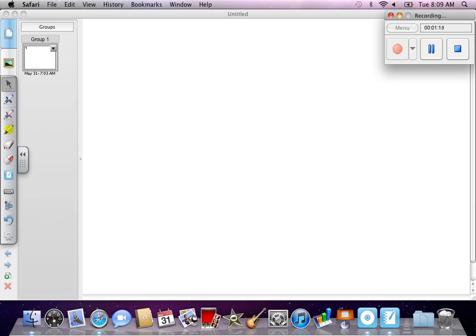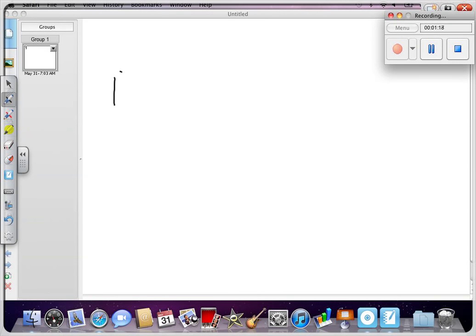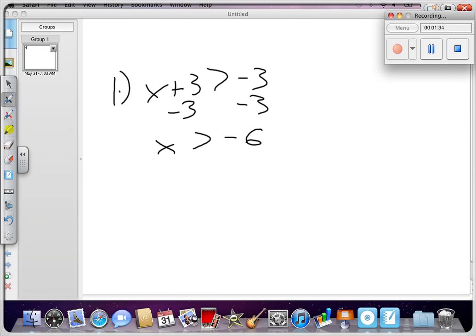All right, if we're looking at number 1 on your review packet, we've got x plus 3 is greater than negative 3. So the first thing we do is subtract 3 from both sides. And we get x is greater than negative 6. And we should have a number line. Negative 6, x is greater than it, so it should be an open circle. And it should be pointing to numbers that are greater. For example, this would be negative 5. It's a closed circle? Yes. Good. Closed circle when it's underlined. Good. Okay, let's look at number 2.